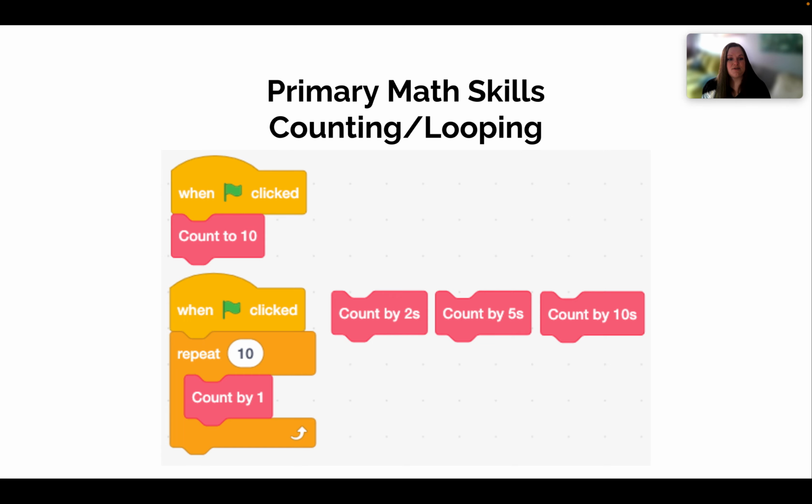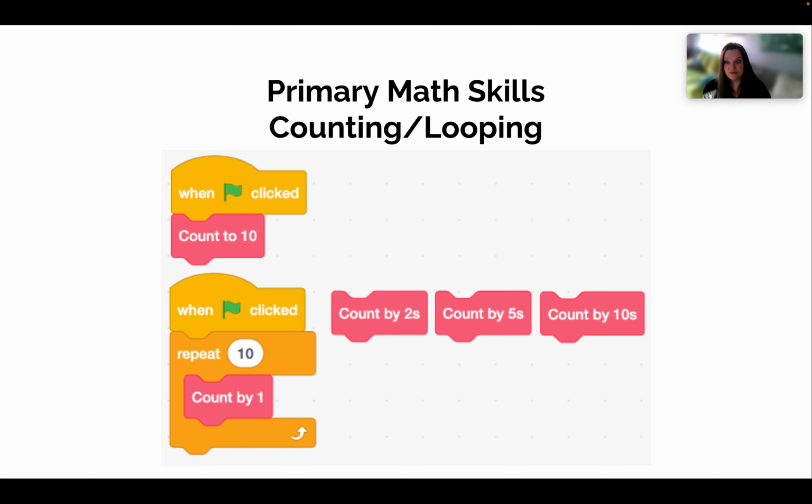So for instance, you could say, when I say go, or when I click the green flag, we're gonna count to 10. And you can change that block to say whatever you like. Or you can talk about loops. And when we do repeats, that's looping. Instead of having the same direction over and over, I can do a repeat. We can count by 1. And we can repeat it 10 times.